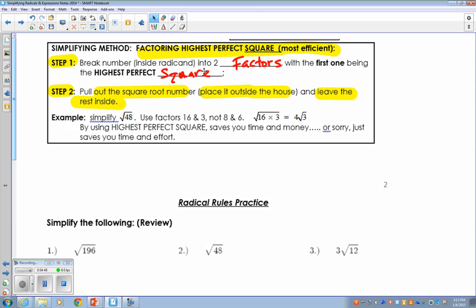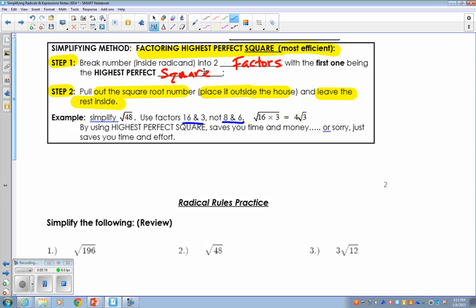Now, here's the example they gave you: simplify the square root of 48. We have factors 16 and 3, and 8 and 6. Do they both give you 48? Yes, they do. Now it says use 16 and 3 and not 8 and 6. Why shouldn't we use 8 and 6? 16 is a perfect square. Is 8 a perfect square? No. Is 6 a perfect square? No. So we have to use the highest perfect square.